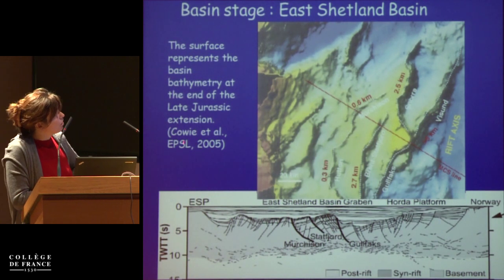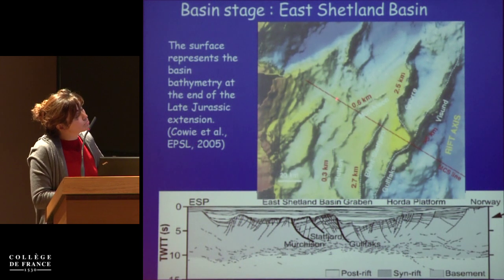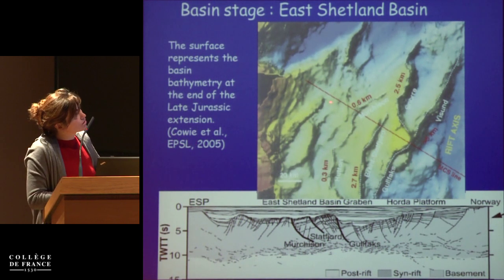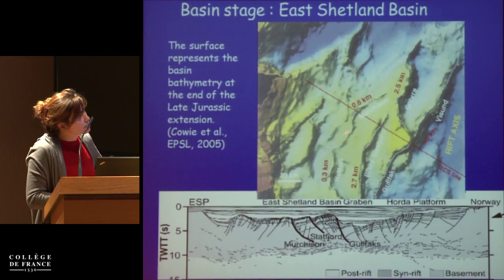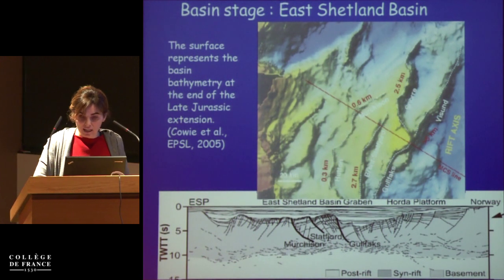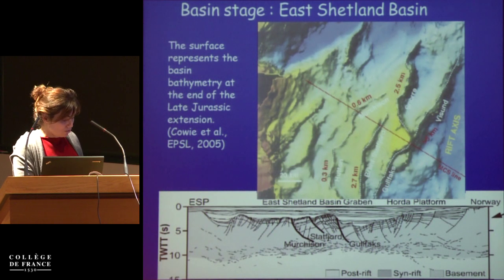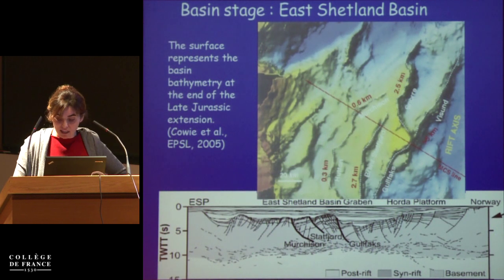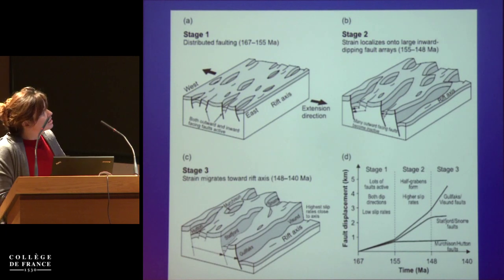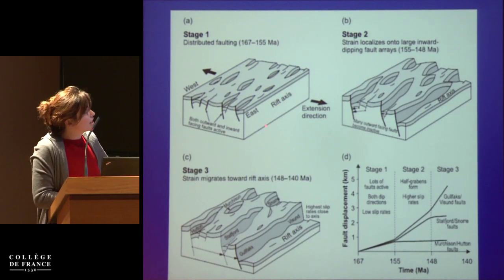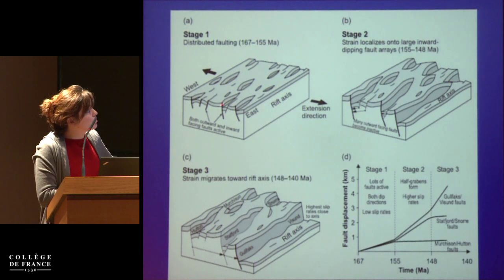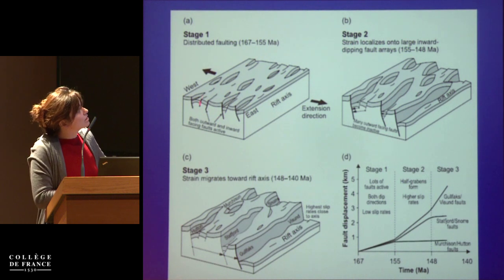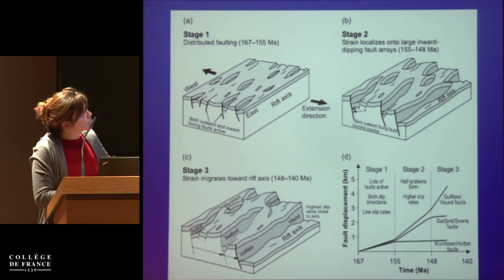This is a study of Cowie et al., which shows the bathymetry of the basin at the end of the late Jurassic rifting. We see a series of faults that increase in throw towards the rift axis. These authors had access to very good stratigraphy data from which they reconstructed the tectonic history of the basin, and they showed that extension started with many small faults dipping outward and inward, and were active at the same time.